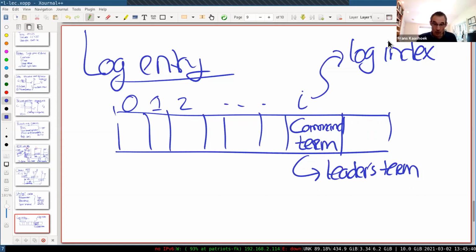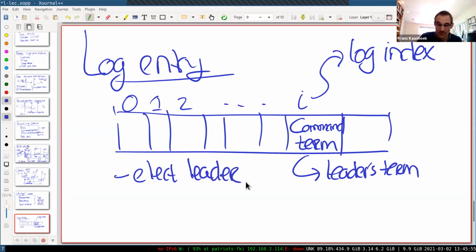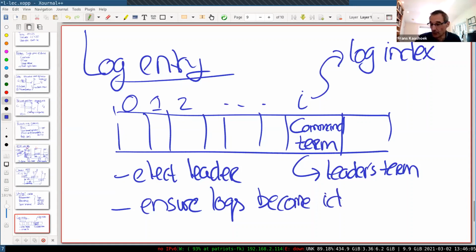Okay, so if we look at this picture, there are two things that need to happen. We need to elect leaders for a particular term, and we need to ensure that the logs become identical if we have failures and leader changes. We're going to talk about both of these topics, starting with leader election, and then talk about making logs identical a little bit later.